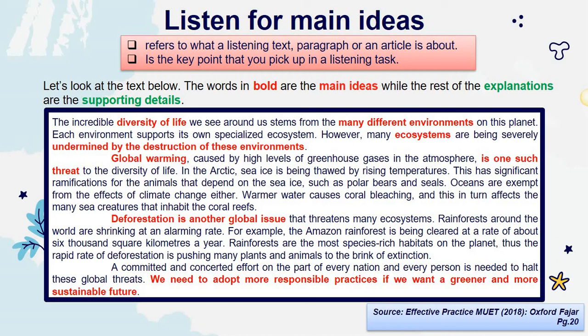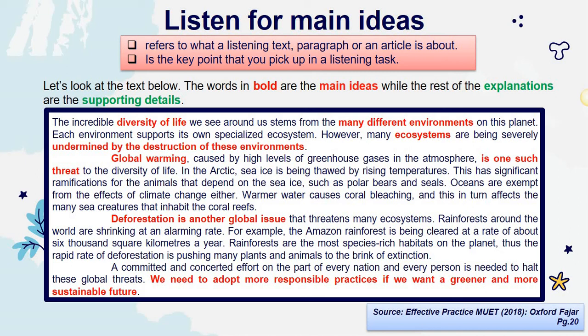Deforestation is another global issue that threatens many ecosystems. Rainforests around the world are shrinking at an alarming rate. For example, the Amazon rainforest is being cleared at a rate of about 6,000 square kilometers. Rainforests are the most species-rich habitats on the planet. Thus, the rapid rate of deforestation is pushing many plants and animals to the brink of extinction.